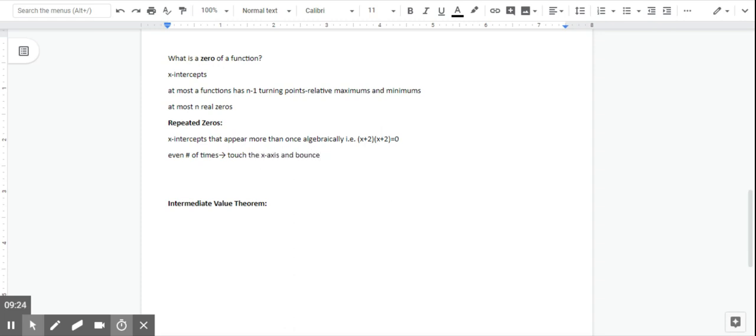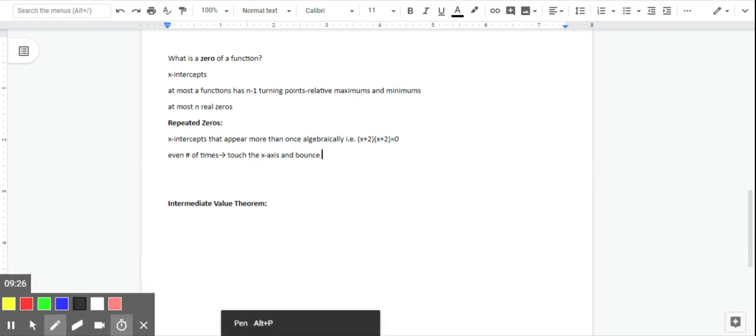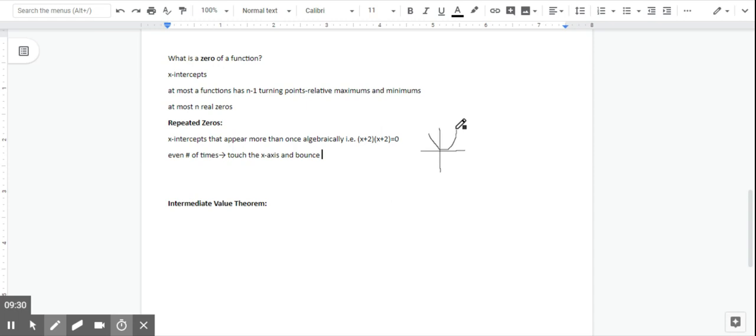So I'm going to draw a sketch of what that'll look like. Here, I touch the x-axis and I bounce back up. So this would be an even number of times. So something like this, where it shows up 2 times.